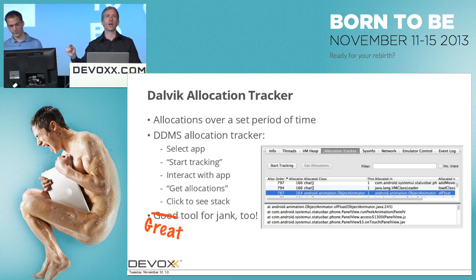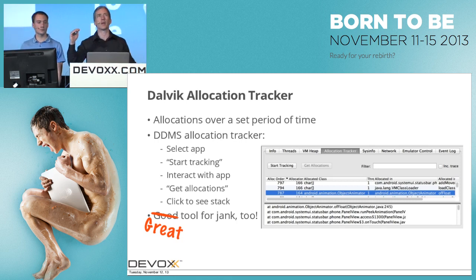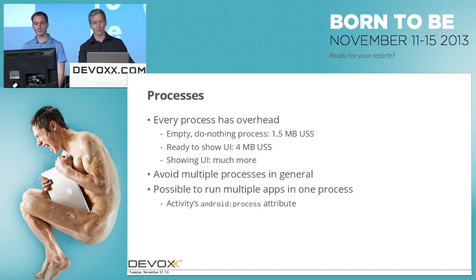Then you click on one of the items that you care about, like a bitmap that got allocated or an integer that got boxed. And then down below, it will give you the stack trace where that allocation came from. And I think in Eclipse it'll even pop up the code associated with that. So you can track pretty quickly from the allocation that you care about, that you don't think should be happening, to the code that actually caused it to be allocated. Great tool for jank.